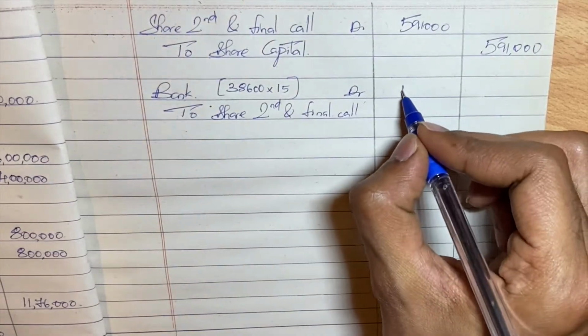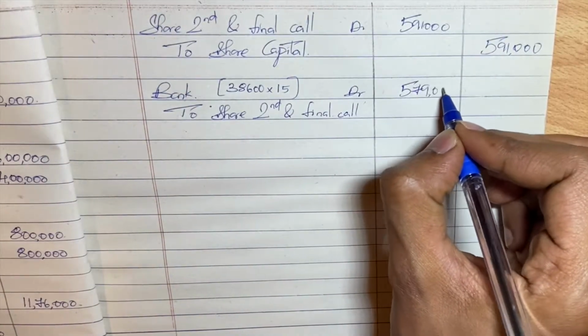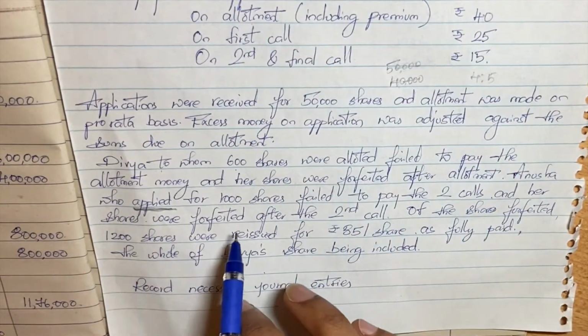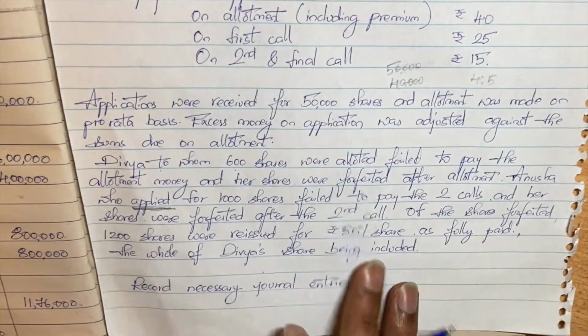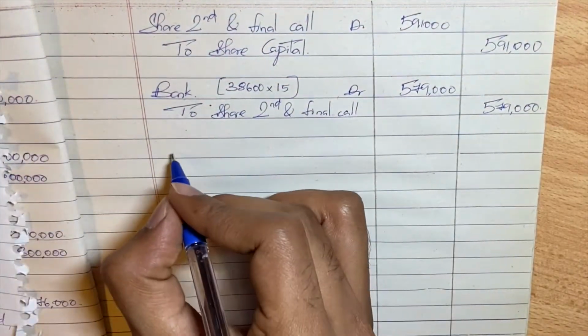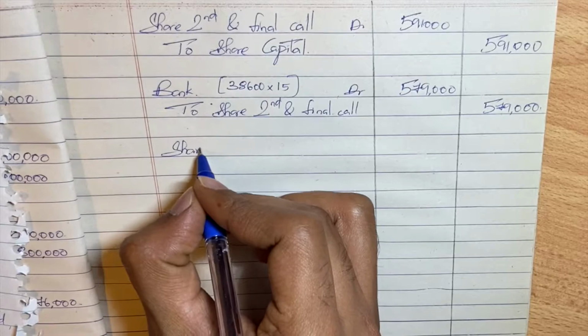So that will give us 5,79,000. Okay. Now the problem says her shares were forfeited after the second call. So now the second call is done, and now we are going to forfeit her shares. To forfeit, we'll just reverse the entries, right?